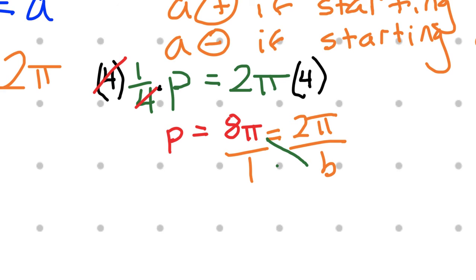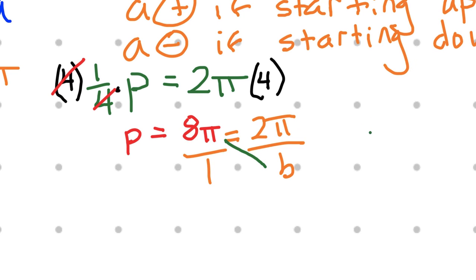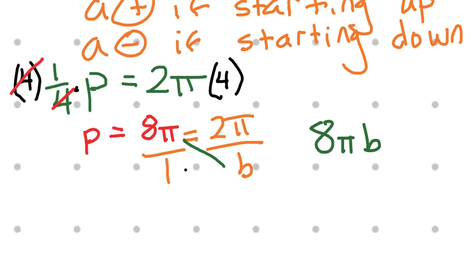Who still has their card? Ooh, Aurelio, yes. Help me cross multiply, please. 8 pi times b. 8 pi b, perfect. And then cross multiply the other direction, please. And it'd just be 2 pi is equal to 2 pi. Beautiful, thank you. And now we're going to solve for b.